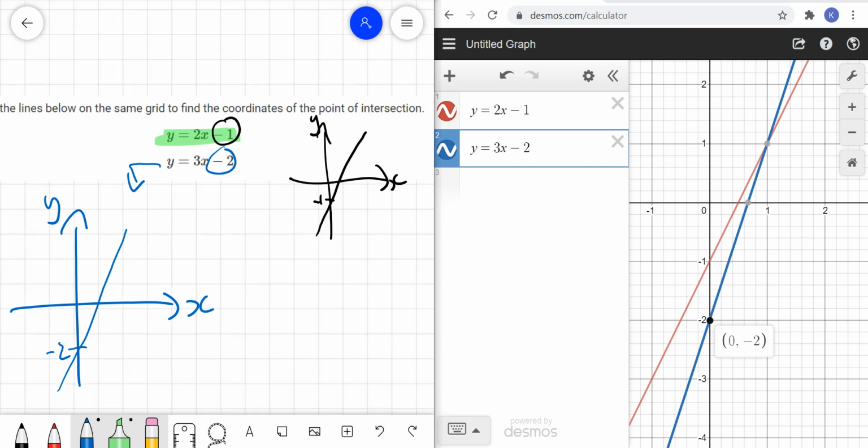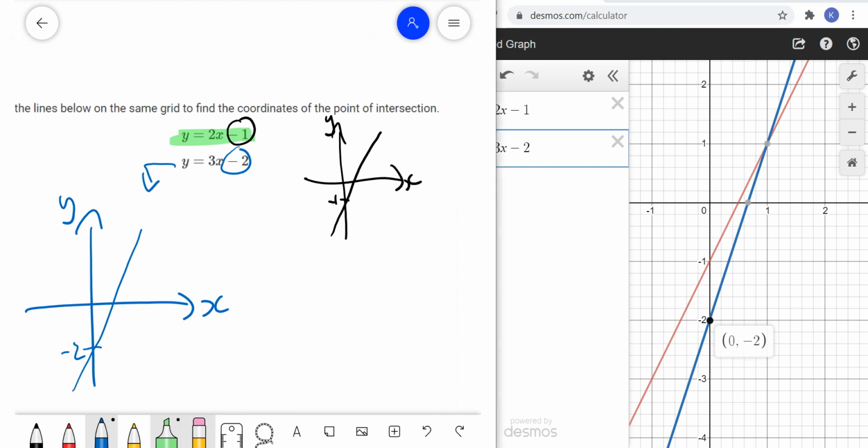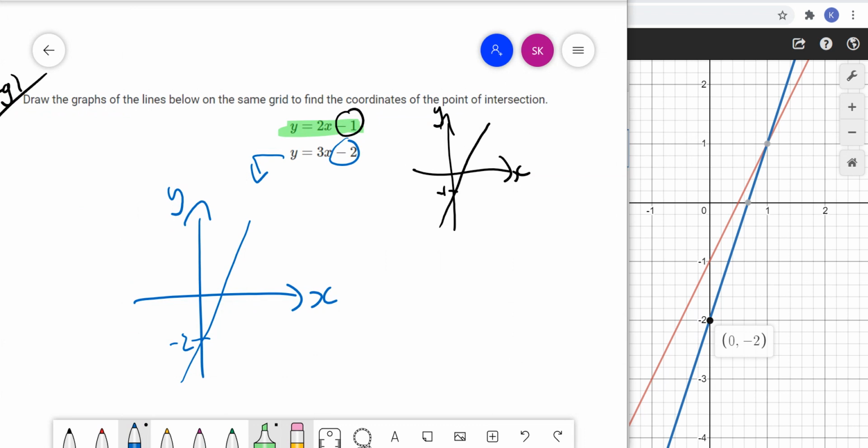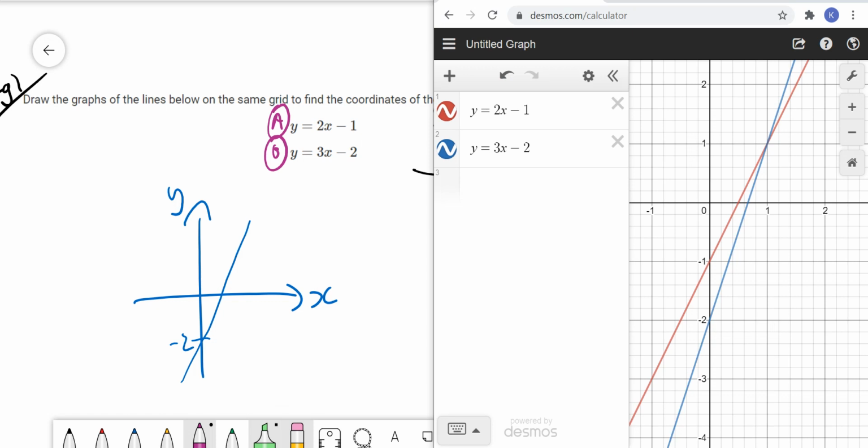Now, let's go back to our question. Draw the graphs of the lines below on the same grid to find the points of intersection, which is the same as to solve these two equations, A and B, simultaneously.